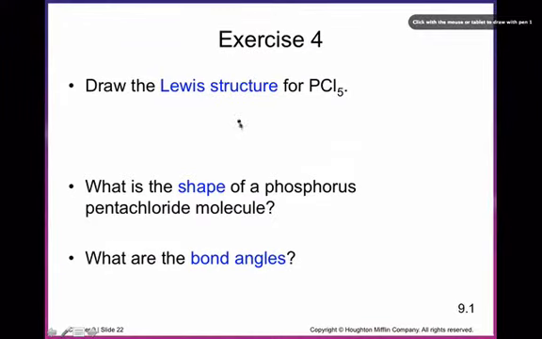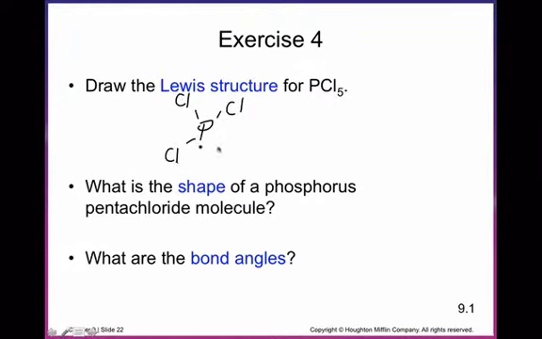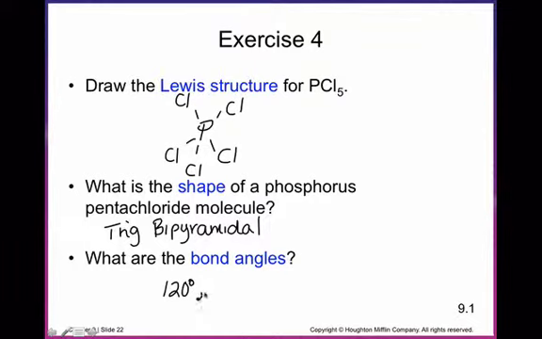We can go outside of 4 electron domains if we were to draw this one. It would look something like this, and I'm not going to take the time, but you would have all those electron pairs around each chlorine. So it says, what is the shape of this? And this is going to be trigonal bipyramidal. And the bond angles would be 120 degrees and 90 degrees. So there are your 2 bond angles for that one.